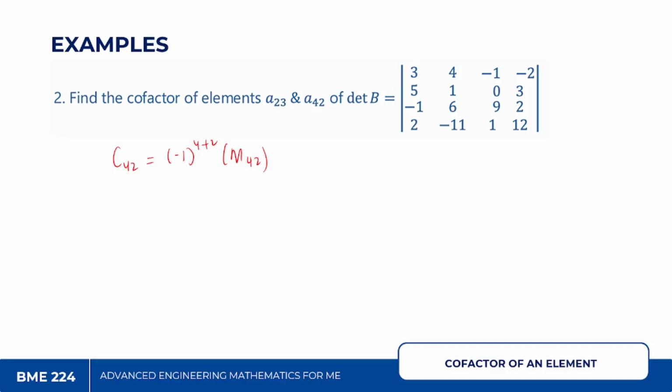Where is the 42? Okay, this is row 4, then column 2. This is it. So, cross out this one. So what remains is this 3 by 3 matrix. So maybe we can just use the calculator, no?